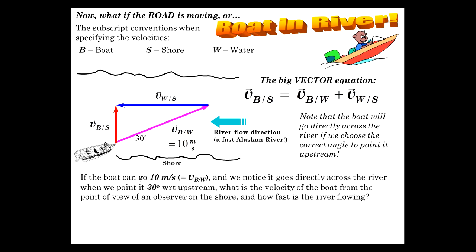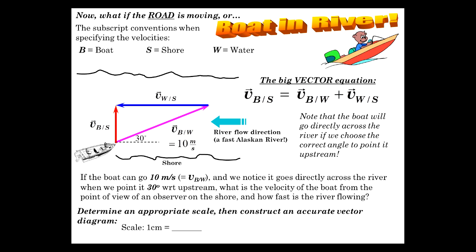So at 30 degrees with respect to upstream or the shore, what's the velocity of the boat from the point of view of an observer on the shore, and how fast is the river flowing? Those are very readily obtainable. You will notice we have a right triangle here, but be careful how you handle this. For instance, the hypotenuse is not the resultant. The resultant is the addition of the hypotenuse and this other side to give us this for the resultant.